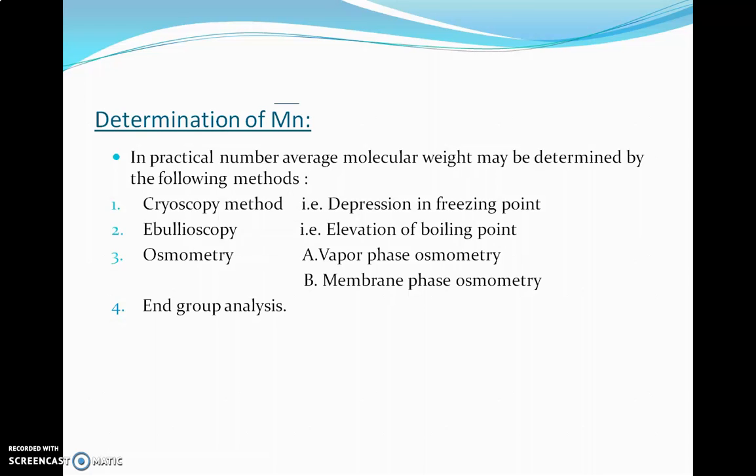The second method is the ebullioscopic method. In the ebullioscopic method, the thing that is being measured is the elevation of boiling point. The third one is osmometry. There are two types of osmometry. The first one is vapor phase osmometry and the second one is membrane osmometry.